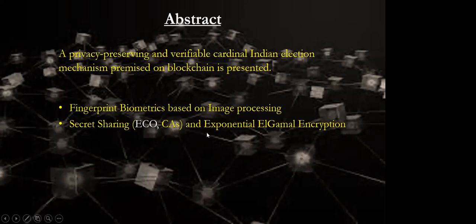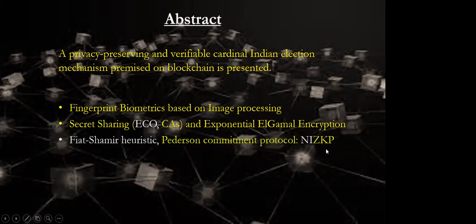And as far as the partial homomorphic encryption is concerned, we are encrypting all of these scores casted by the voters using exponential Elgamal encryption. And so let's say that vote score is in a range, let's say 0 to 3. So for that very reason, we are basically having ZKP, zero knowledge proof. And that's been made non-interactive using a heuristic known as Fiat-Shamir heuristic. And the zero knowledge proof is relying upon the Pedersen commitment protocol.